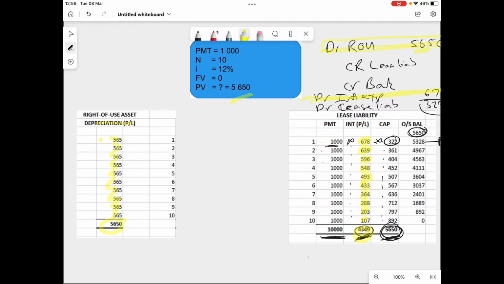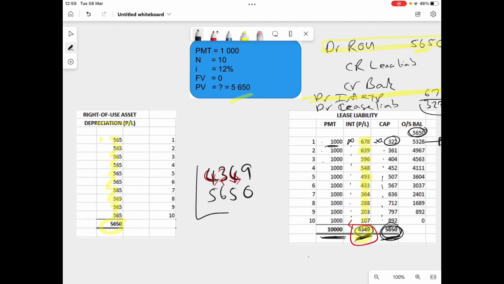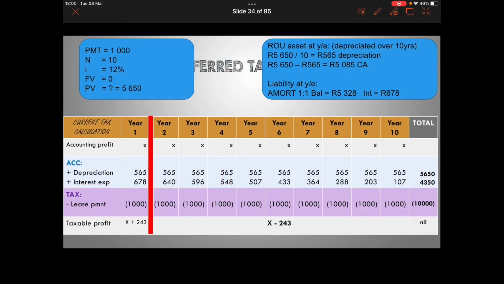So what we end up with in our P&L is the 4349 interest expense as well as the 5650 depreciation expense. Okay, now when we add up these two amounts, you'll see that we get to our total of 10,000, which is also the amount of the total payments over the 10 years. So that is exactly what is happening in our current tax calc.